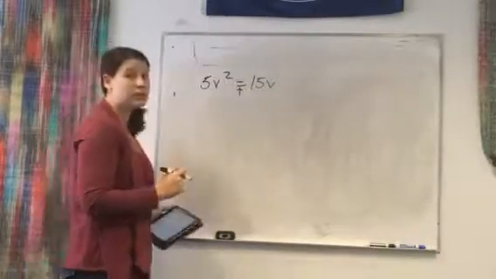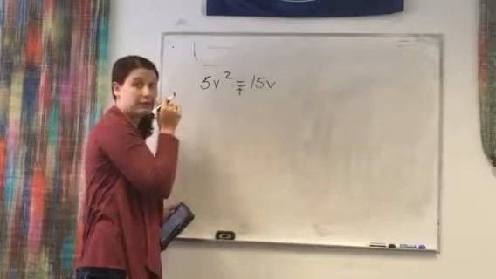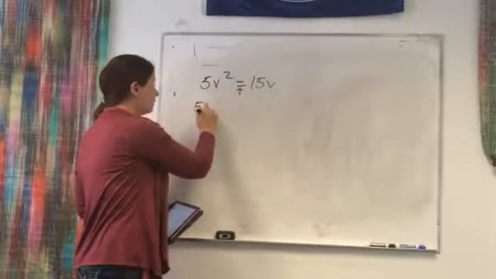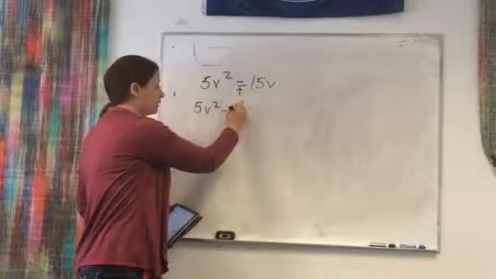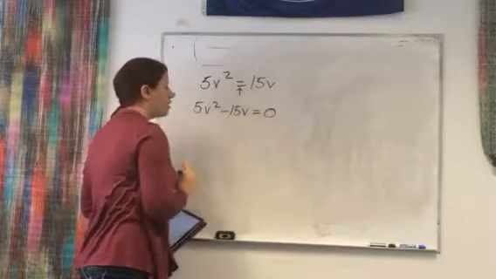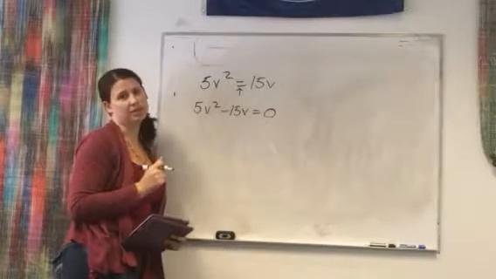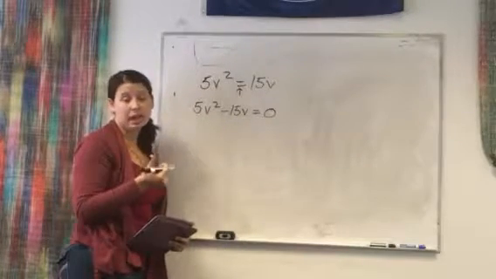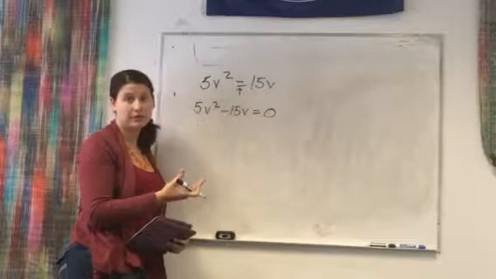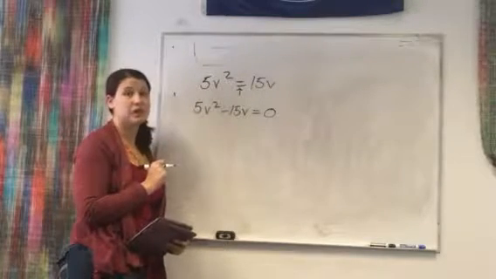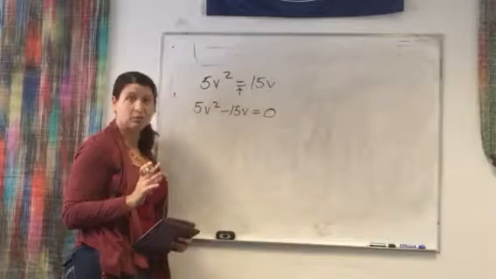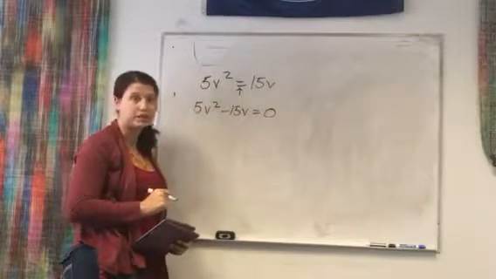Okay, so we get it equal to 0, meaning subtract the 15v over. So we get 5v squared minus 15v is equal to 0. Now, when it's two terms like this, there's kind of two options. Either there's a GCF in common, kind of between everything, or it's a difference of squares. Sometimes it's both, but those are generally the options.